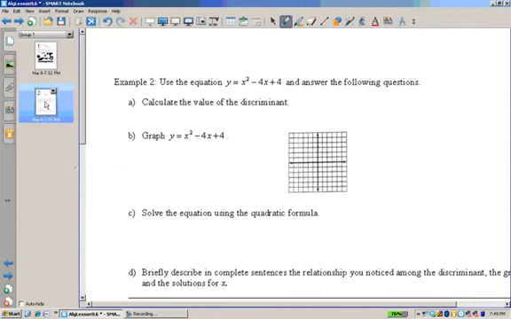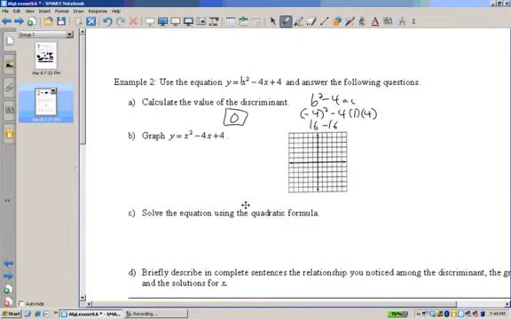What if we have one like this? So again, from the last example, if the discriminant is positive, we have 2 roots, 2 x-intercepts, 2 solutions. Let's see what happens here. The value of the discriminant, b squared minus 4ac. Well, b is negative 4. a is 1. And c is 4 this time. Well, that's 16 minus 16, or 0. So the discriminant is 0.